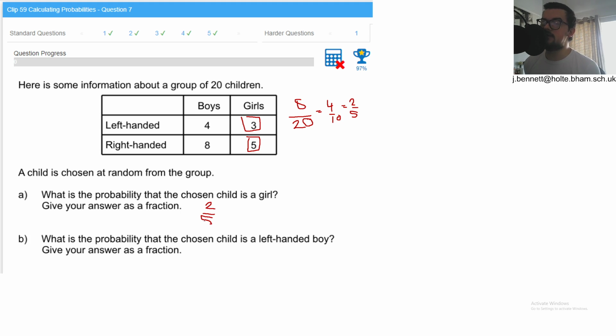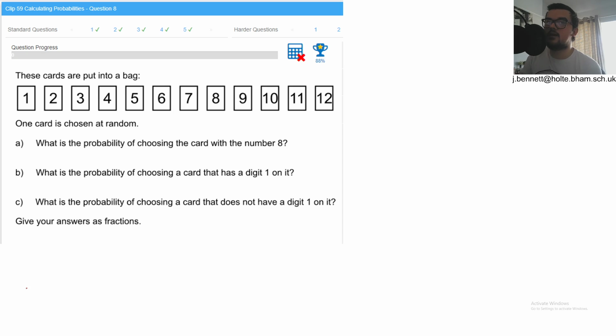Right, what is the probability that the chosen child is a left-handed boy? So how many boys are left-handed? We see where the box meets. We get our number 4. 4 over our 20, which is the same as 2 over 10, or 1 over 5. And our answer for that is 1 over 5. So we have our 2 answers. For A, we have 2 over 5, and for B, we have 1 over 5.